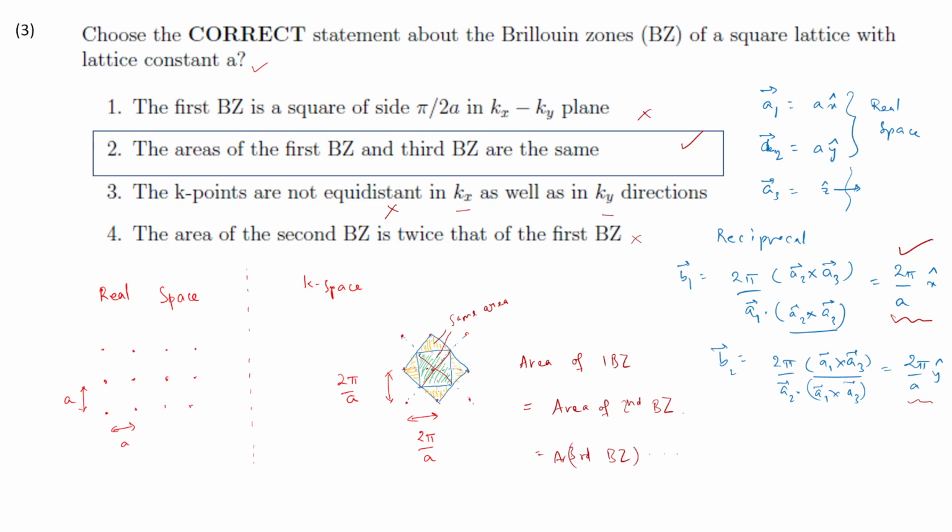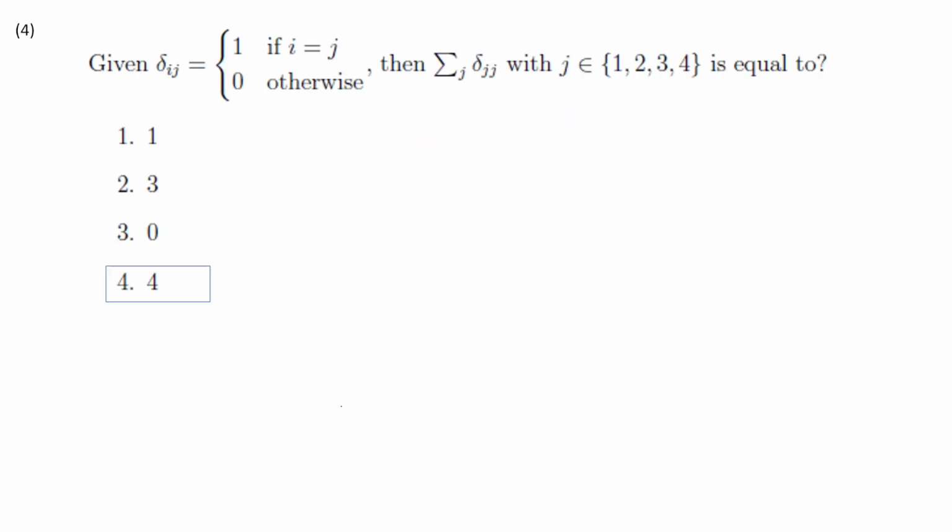Okay, so I hope this concept is clear now. We'll go to the next question. Given delta ij, it is also called the Kronecker delta function. This is how it is defined: it is 1 if i is equal to j, if these two indices are the same, and 0 otherwise.